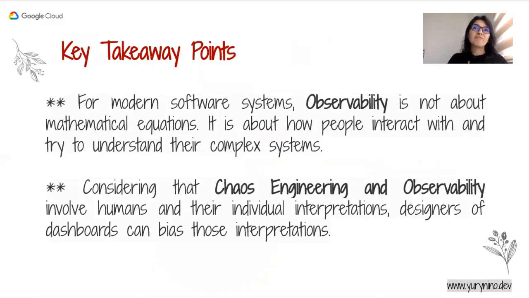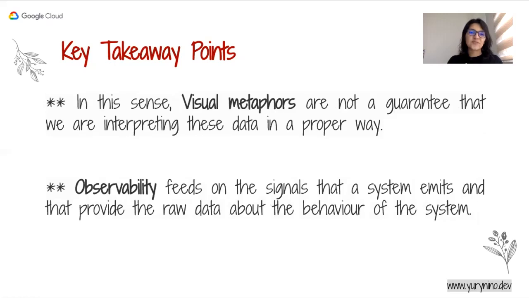And finally, I would like to share these key takeaway points. For modern software systems, observability is not about mathematical equations. It is about how people interact with and try to understand complex systems. A second important point is considering that chaos engineering and observability involve humans and their individual interpretations. Designers of dashboards can bias those interpretations. In this sense, visual metaphors are not a guarantee that we are interpreting this data in a proper way.